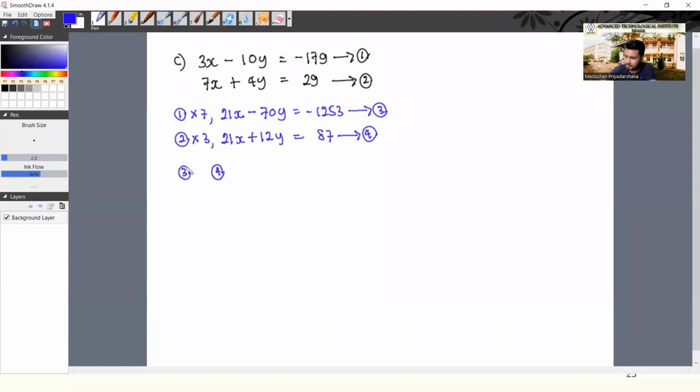Add or deduct? How can we decide that? Right, we need to deduct because the signs are similar. Plus, here also plus, the signs are similar. Therefore, we need to deduct.